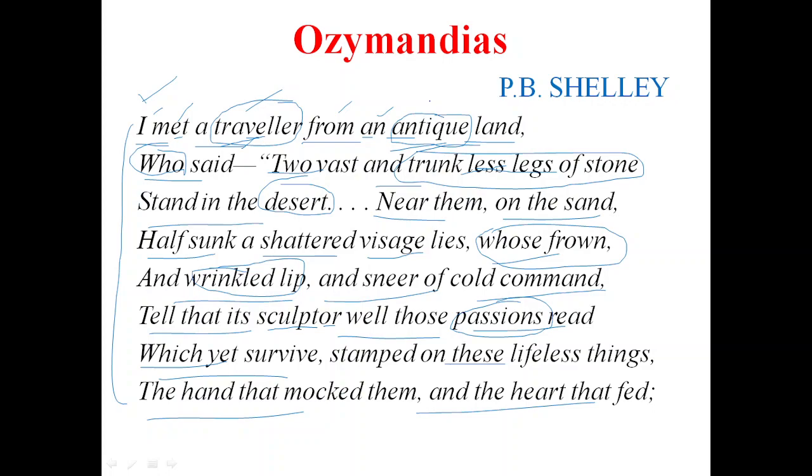कौन जिंदा है? These expressions, ये किसकी एक्सप्रेशन है? ये इसके पैशंस हैं. किसके पैशंस हैं? जिसका ये स्टैच्यू स्टैम्प्ड ऑन दीज. और जो अभी भी स्टैम्प मतलब चिन्हित, विच आर मार्क्ड, जो मार्क्ड हैं ऑन दीज लाइफलेस थिंग्स. लाइफलेस थिंग्स मीन्स द स्टोन. किसके ऊपर मार्क्ड हैं ये सारी इमोशंस और पैशंस? ये उस पत्थर के ऊपर है.